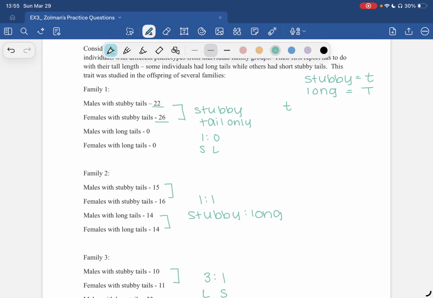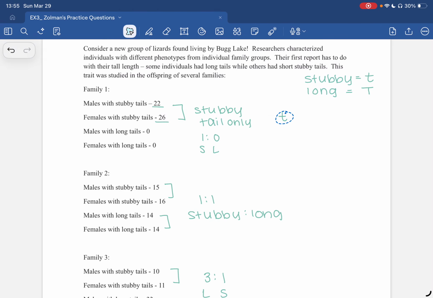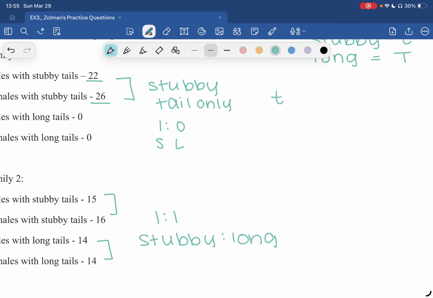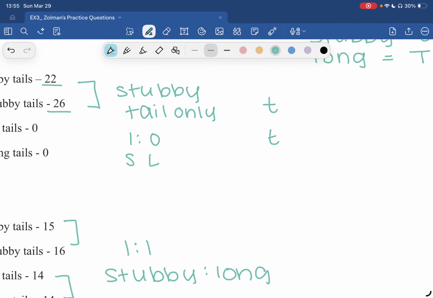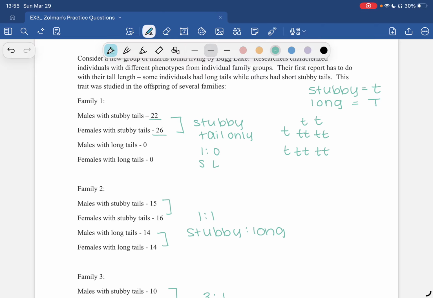So in order to get a family with all stubby tails, again all recessive traits, you'd have to have 2 homozygous recessive individuals, because that's what would get you a completely recessive, stubby-tailed family. Any form of a big T, or long, would produce a long-tailed individual. So this is what is going to give you that stubby only.